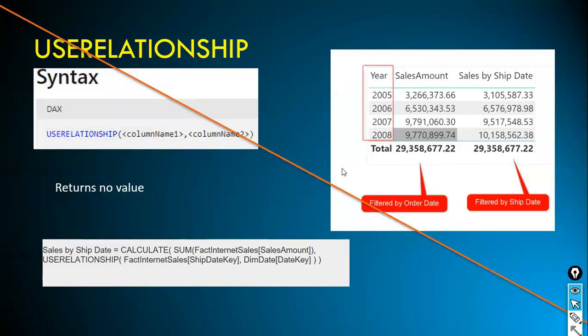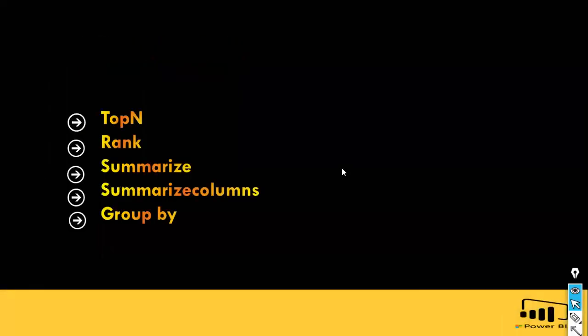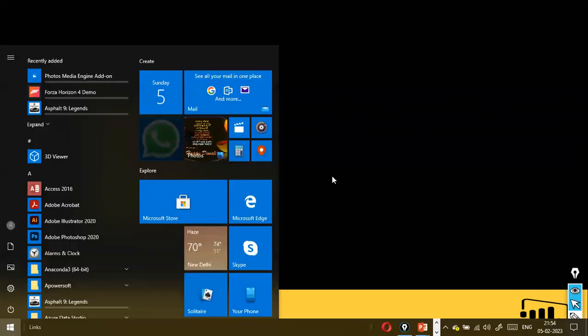Like the CROSSFILTER function, even USERELATIONSHIP does not return any value. Okay, you need to remember this one. That's all. This is what we discussed in the past sessions. And the next one is the top and the aggregation functions.